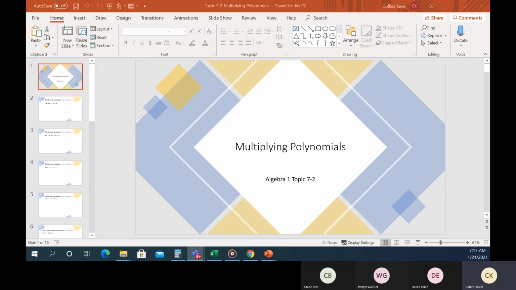So pretty much what you do is you multiply whatever numbers you have together, and then whatever variables you have, you take the exponents and add the exponents. That's pretty much it. But we'll run through some examples, make sure everybody's good with it. All right.